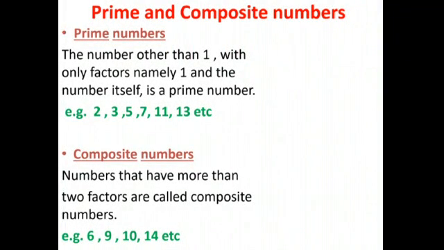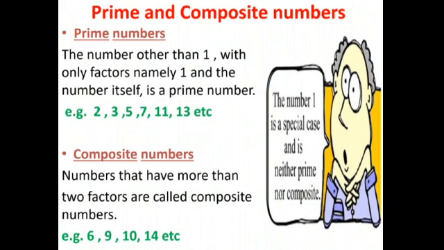In the previous slide you have seen the factors of 6. The factors of 6 are 1, 2, 3 and 6. So 6 is having more than 2 factors, so it is a composite number. Similarly 9, 10, 14 are also composite numbers. Okay. Now here you can see one image. In this image it is written the number 1 is a special case and is neither prime nor composite. Okay, so 1 is neither prime nor a composite number.